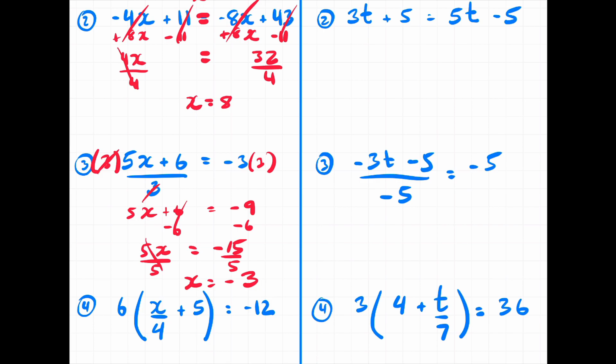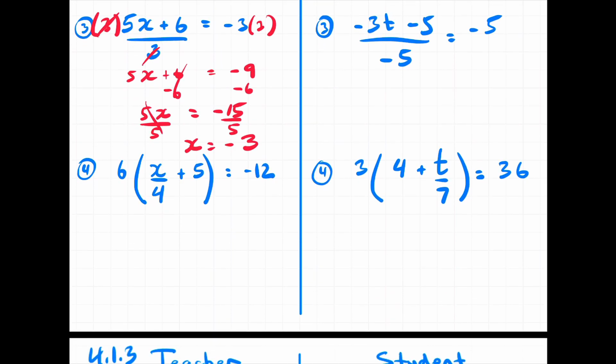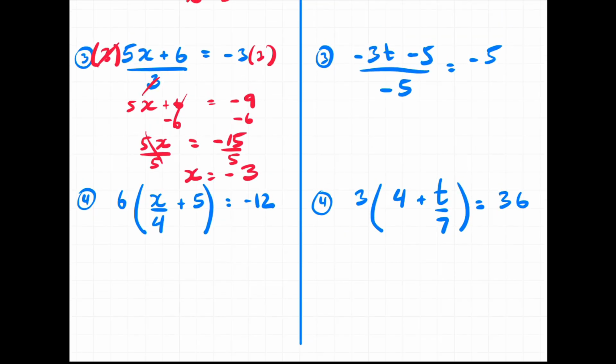Okay, now let's take a look at the last question, question number 4. And again, looks very similar to what we've done before. There's just one more number in there, and basically I have a set of brackets and the number 6 on the outside. So we've got to get rid of that number 6 on the outside. Because it's 6 times the brackets, I'm going to divide both sides by 6. That will cancel. I'm left with an x over 4 plus 5 equaling negative 2.